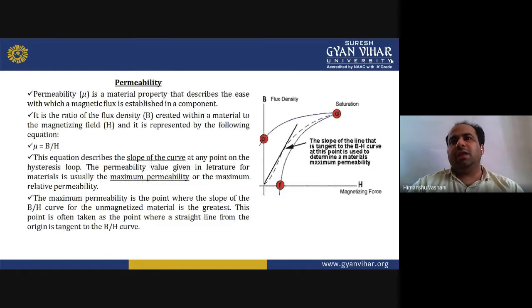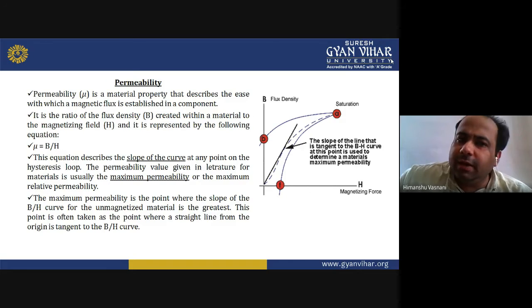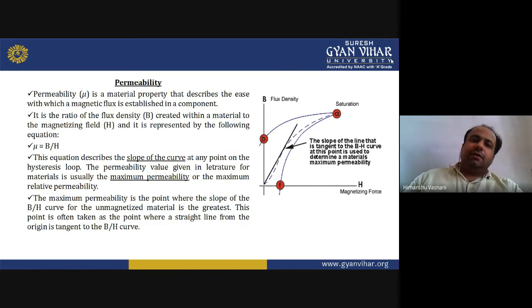So, let's discuss the topic of permeability, because it's a very important topic. Permeability is a material property that describes the ease with which a magnetic flux is established in a component.